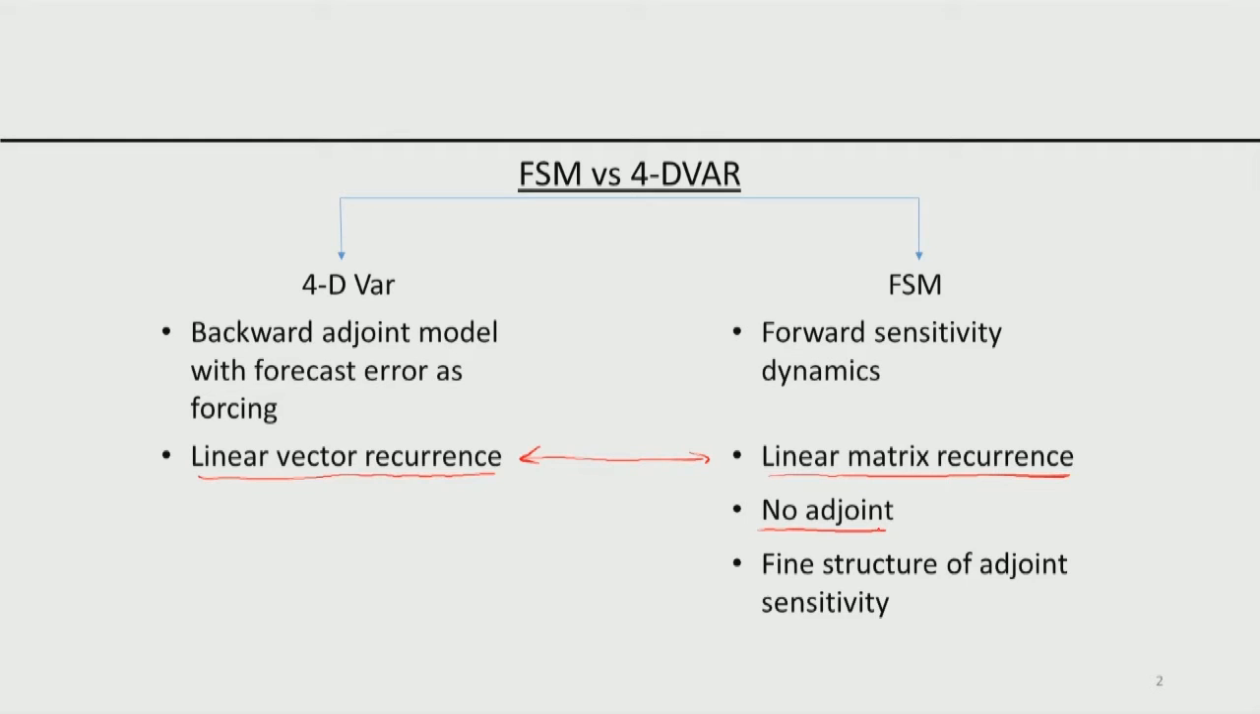Another advantage of the FSM is that using forward sensitivity, I can decompose the adjoint sensitivity and express it as a function of forward sensitivities and forecast errors. In the case of 4DVAR, our aim is simply to get that adjoint sensitivity. What is that adjoint sensitivity? It is essentially delta J by delta X naught. That is the adjoint sensitivity, because my aim is to minimize J of X naught. In order to minimize J of X naught, we have to compute the gradient with respect to X naught, and this sensitivity is the one that we computed using 4DVAR or the adjoint method. So in this parlance, this is called adjoint sensitivity.